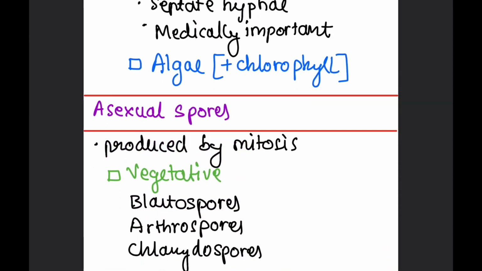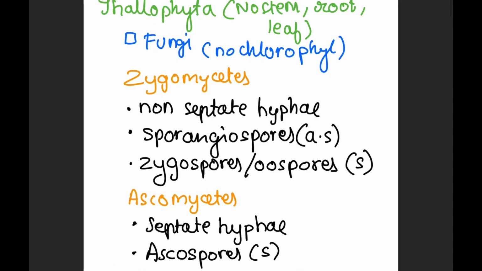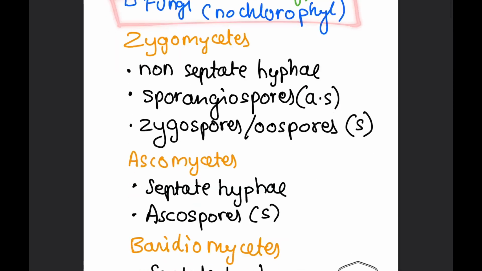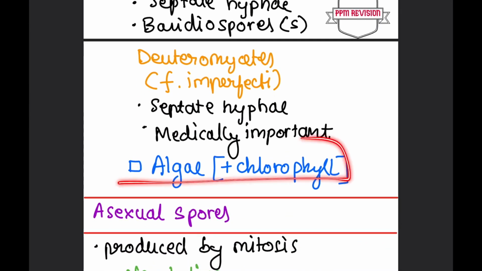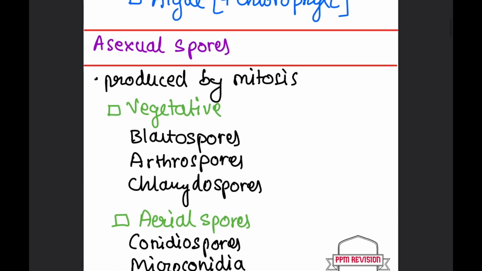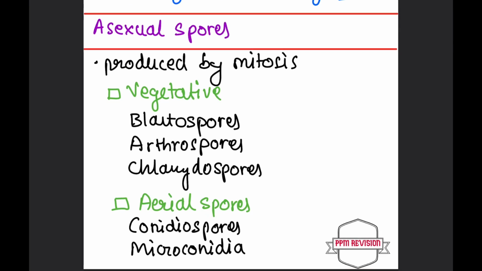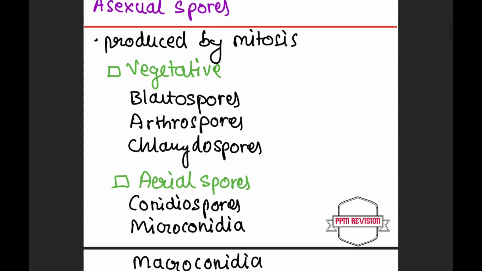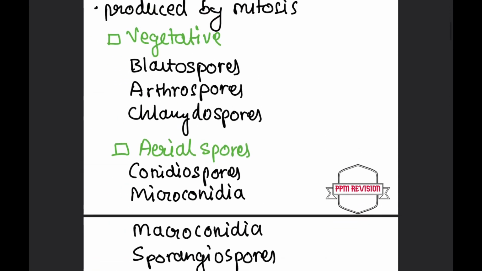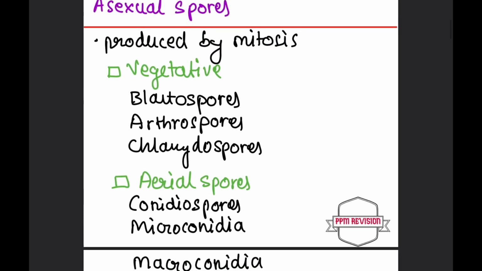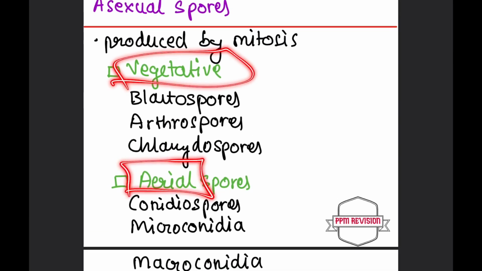So moving ahead, there's algae also. So the main heading I told, it was classified into fungi, there is no chlorophyll, and algae, this has chlorophyll. And then talking about asexual spores, they are produced by mitosis. And there are two categories. It can be vegetative or aerial.